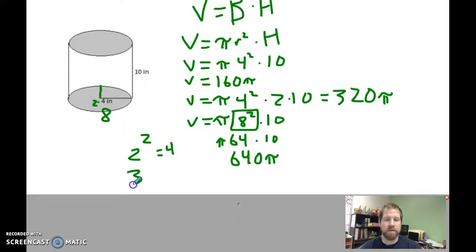If I had tripled my radius, that would be squaring it. That would make my volume increase by 9 times. Okay? So this is how you can figure out what an increase in your radius will do to your volume. If it doubles it, it's going to make your volume 4 times as big. If it triples your radius, it makes it 9 times as big. All right?